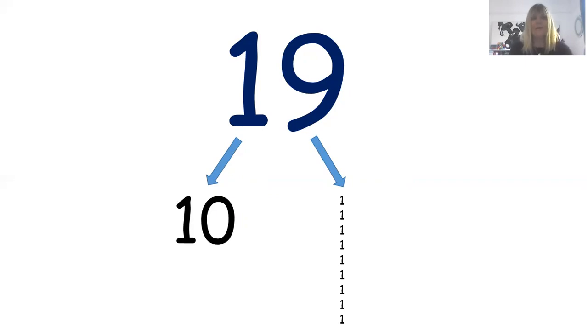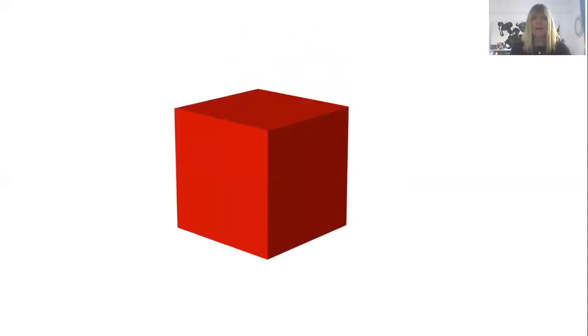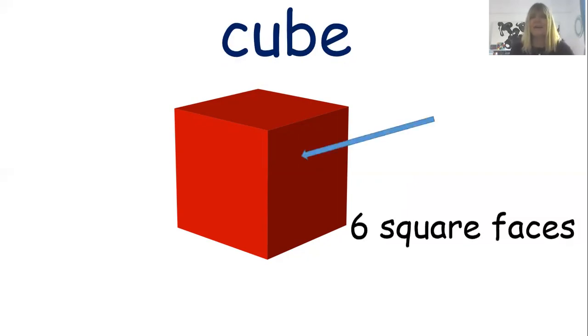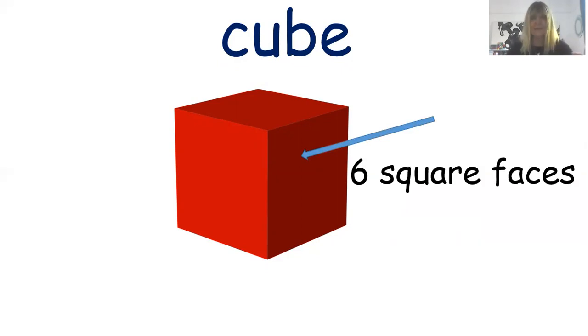Okay, so our next slide is going to be shape of the day, and our shape of the day is not a 2D shape, it's a 3D shape, and it's called... I hope you might know this by now, it's called a cube. Let's think about what makes a cube a cube. Well, a cube has to have square faces, and it has 6 of them. If you could turn that cube around, you'd be able to count 6 square faces.